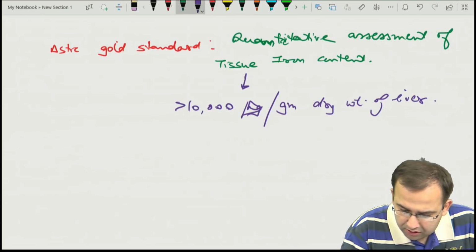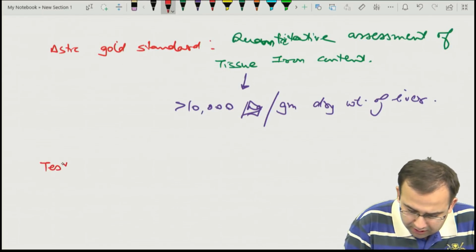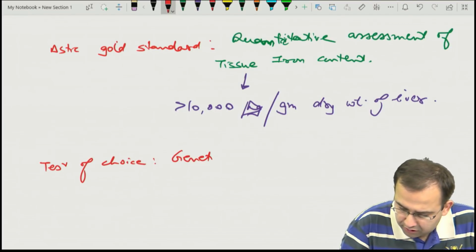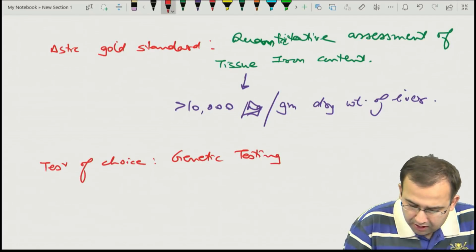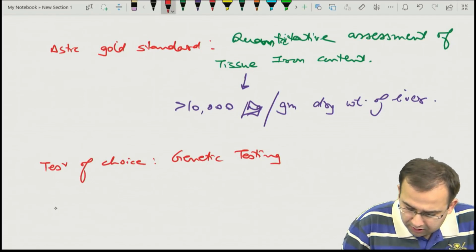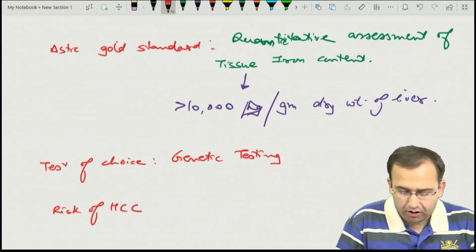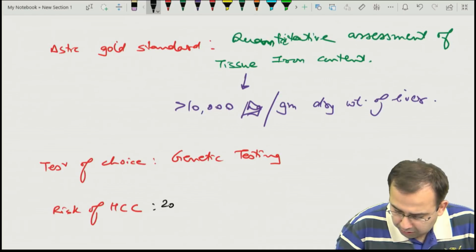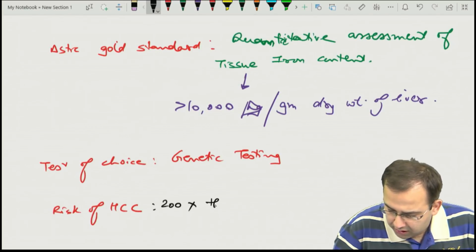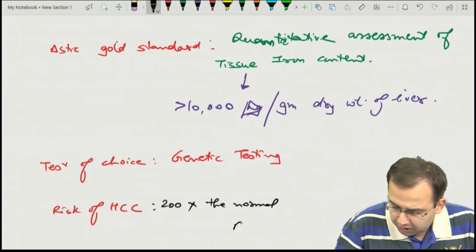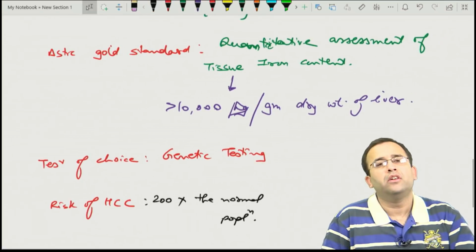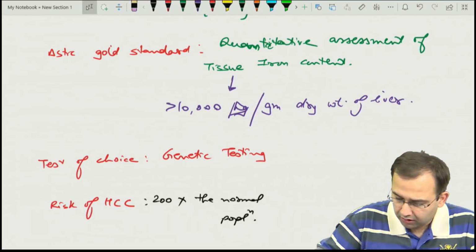Next point, the test of choice is genetic testing. And lastly, the risk of hepatocellular carcinoma or HCC is increased 200 times the normal population. This is hemochromatosis and the associated secondary points which may be asked with this.